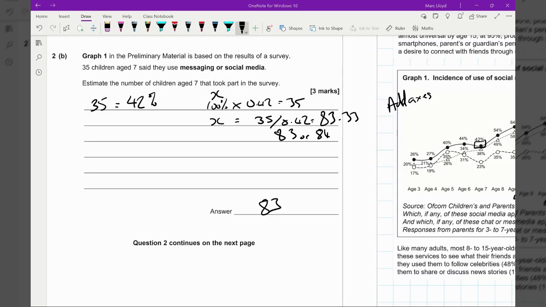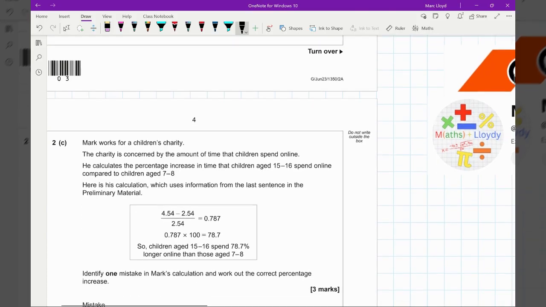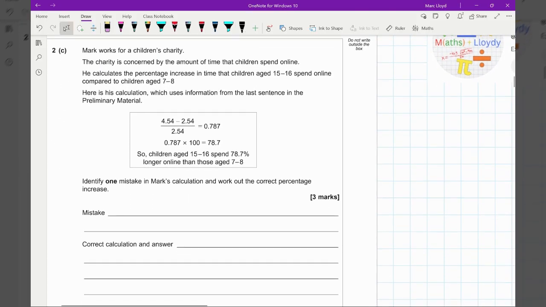So just had a look at the mark scheme. Both answers is fine, 83 or 84, so they're happy with that. Okay, Mark works for a children's charity. The charity is concerned by the amount of time that children spend online. He calculates the percentage increase in the time that children aged 15 to 16 spent online compared to 7 to 8. Here is his calculation, which uses information from the last sentence in the preliminary material. Identify one mistake in Mark's calculation and work out the correct percentage increase.